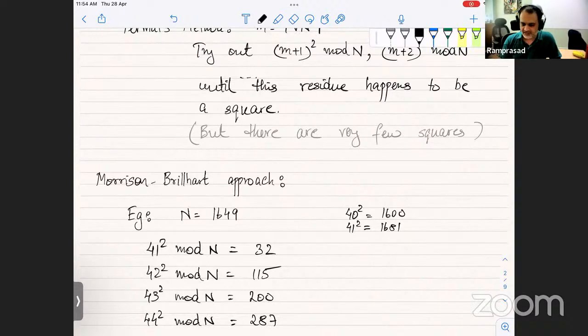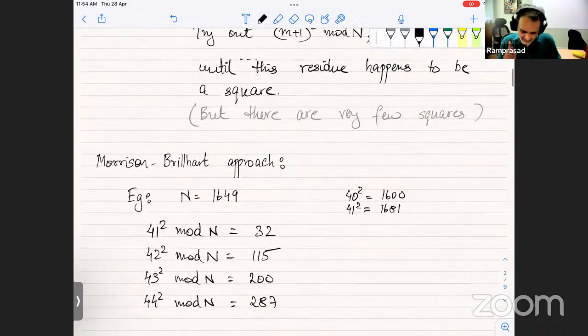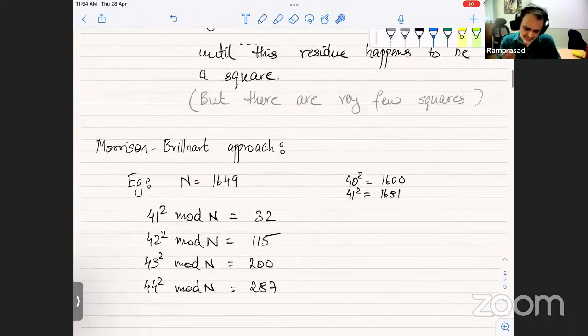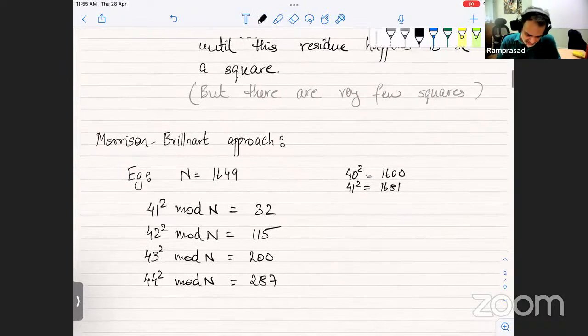Now, on the face of it, it feels like I'm not making progress at all. None of these are squares. It just feels like we are doing Fermat's thing. But maybe you notice that if I multiply 32 with 200, I get 6400, which happens to be a square. So this implies that 41 squared times 43 squared equals, modulo n, 32 times 200, which is 6400, which happens to be 80 squared.